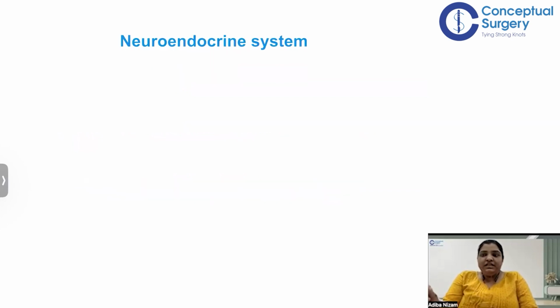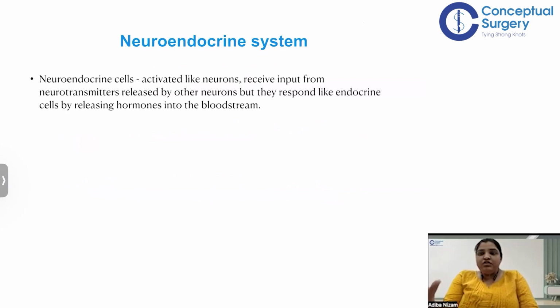Firstly, we are going to do a quick revision of what we discussed last time about the neuroendocrine system. The neuroendocrine system in our body consists of neuroendocrine cells, which are ectodermally derived, and they are like neurons. They are activated by receiving an input from the neurotransmitters that are released by neurons. These cells then get activated, and in response to this neuronal input, they will release hormones, which will then be released into circulation and cause secondary effects on their target organs. So, in response to a neuronal signal, hormones are released by these cells, which are called neuroendocrine cells.